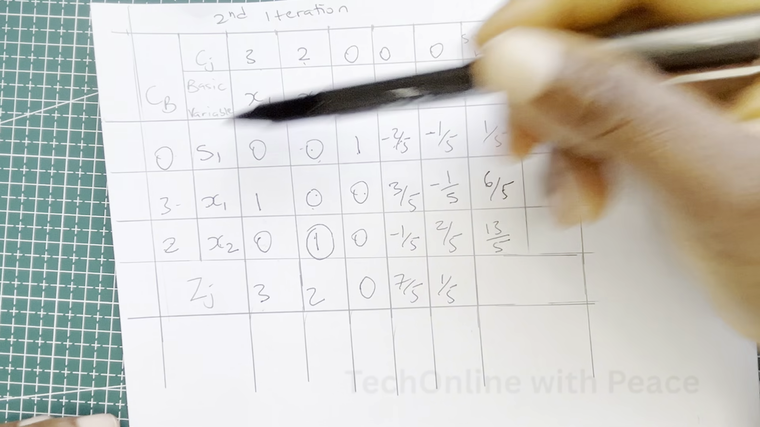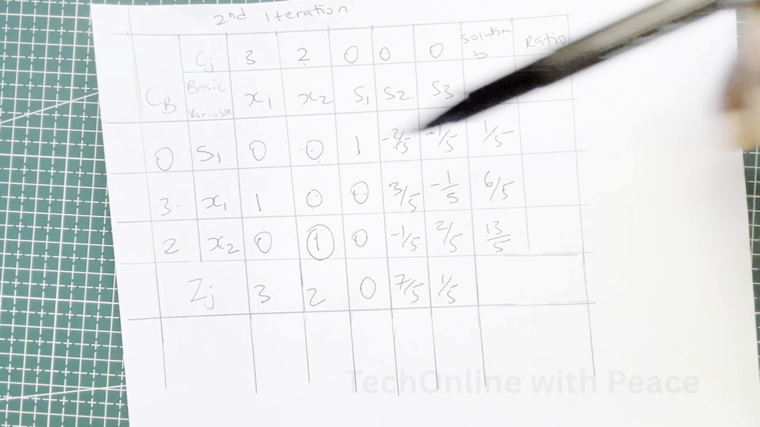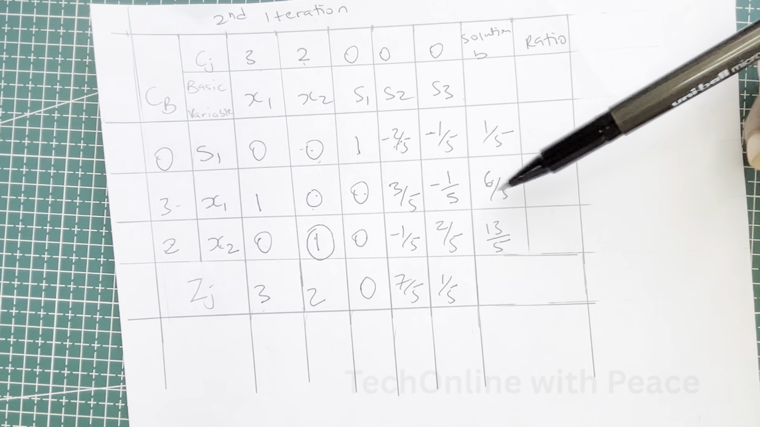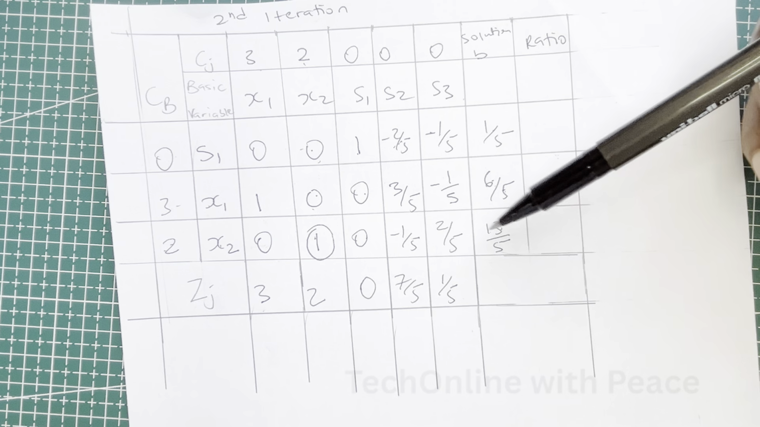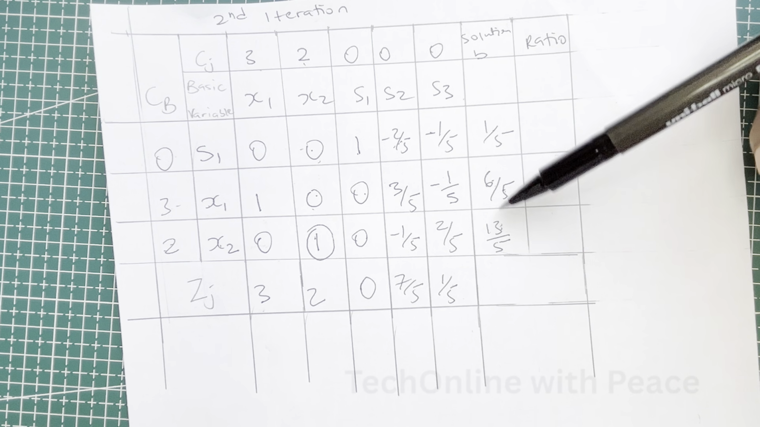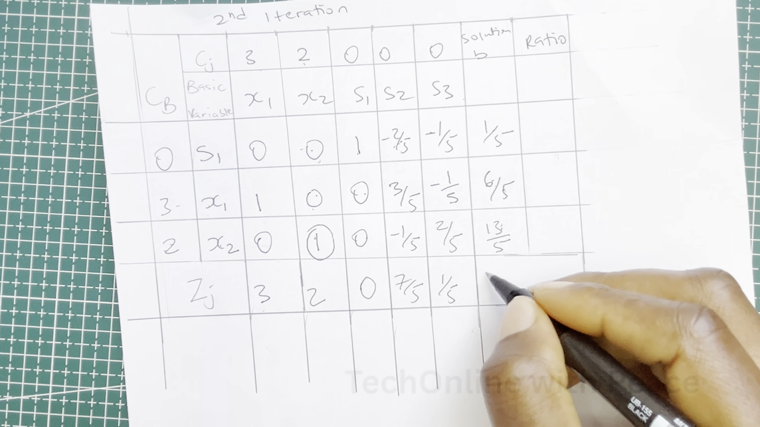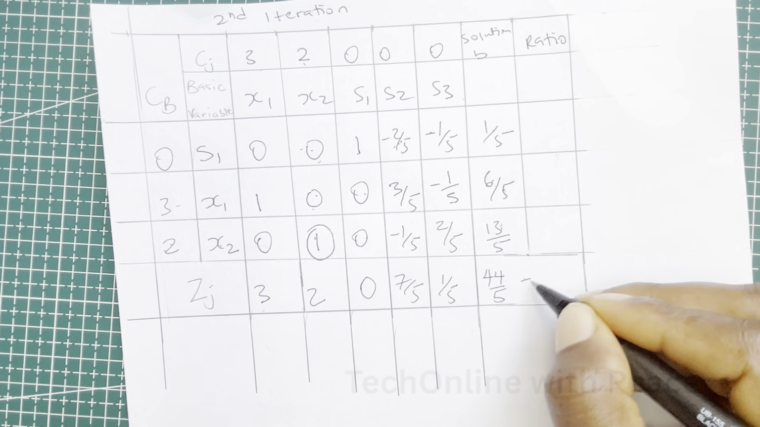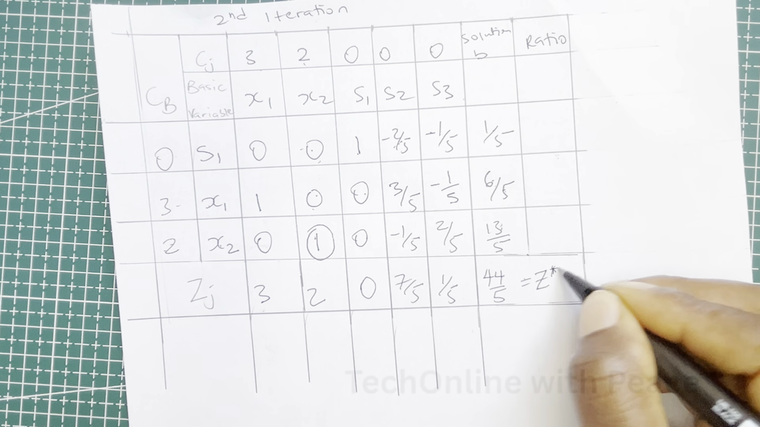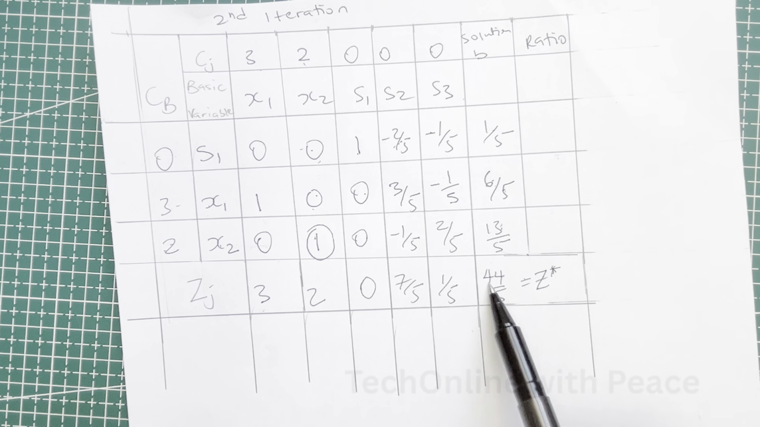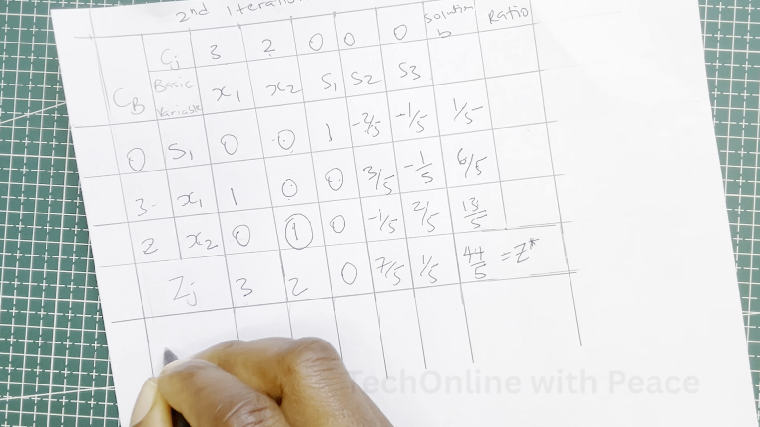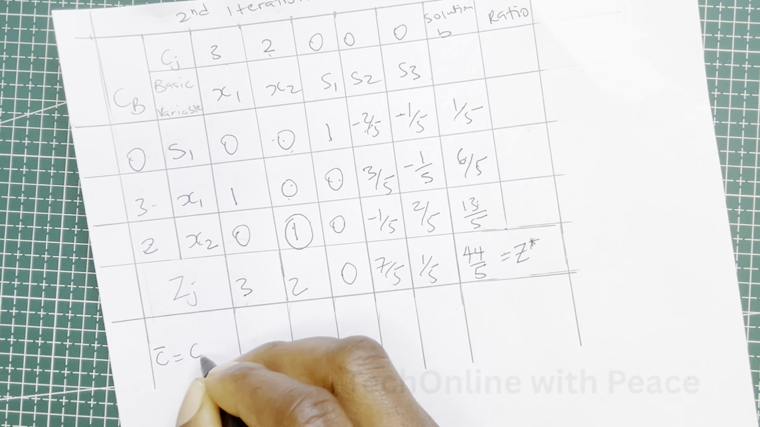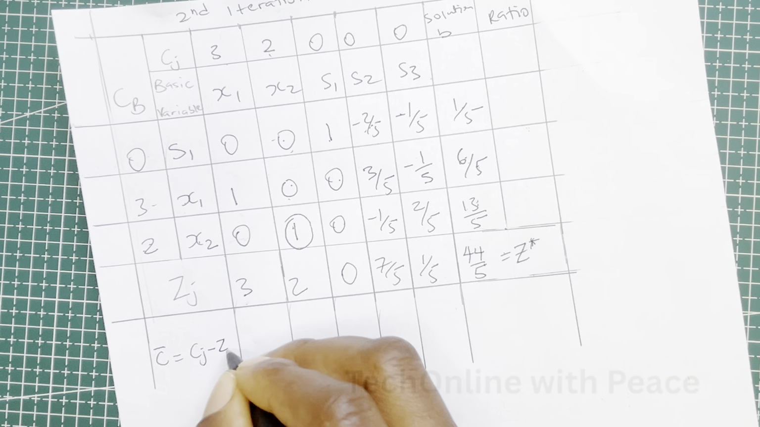The same thing with this. 0 times this is 0. 3 times 6 over 5 is 18 over 5. 2 times 13 over 5 is 26 over 5. When we combine these two, we have 44 over 5. So this is just like the value of our z, 44 over 5. So the next thing is to find our reduced cost, cj minus zj.